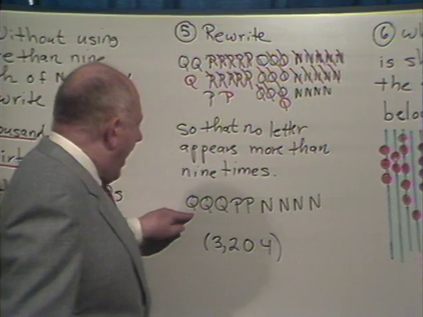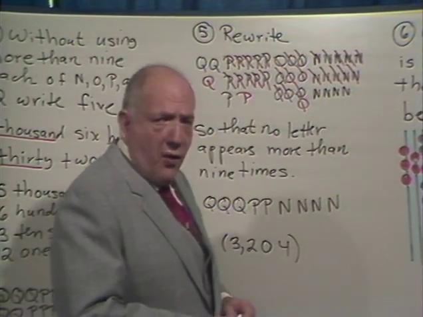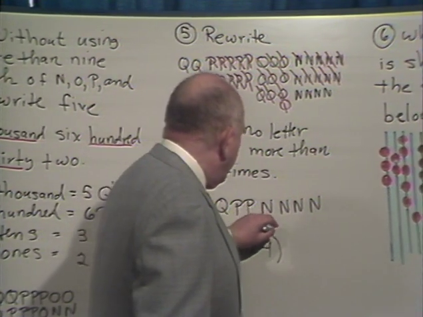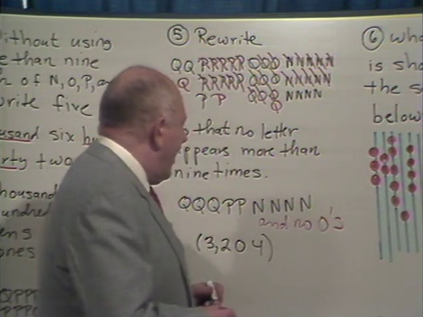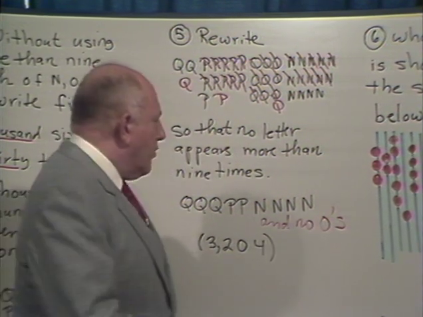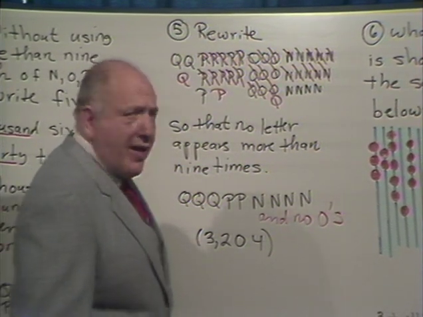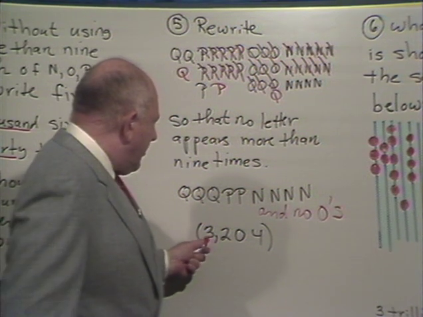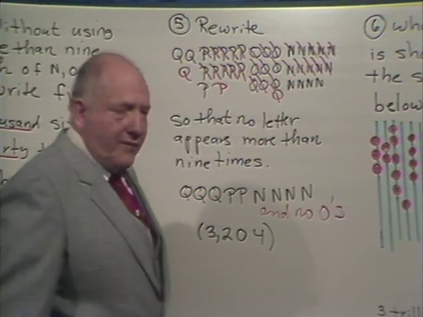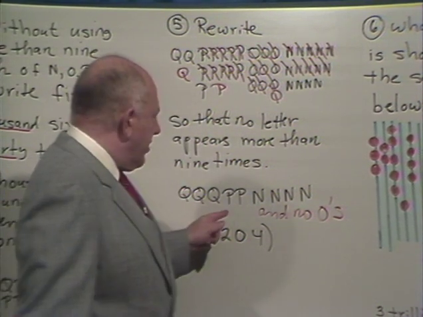So if I stack that down here, what do I have? 3 Q's, 2 P's, and 4 N's. And I don't say, and no O's. There are no O's, and the reason that I know that there are no O's is that none appear. And again, notice in place value notation, this would be 3,204.